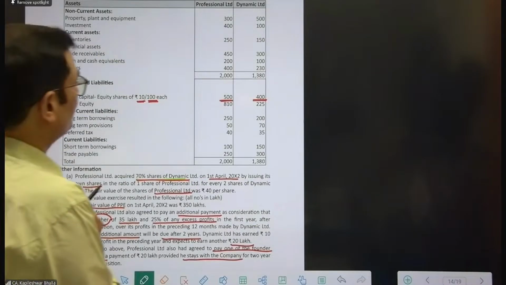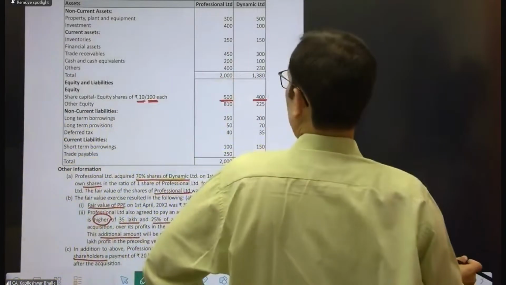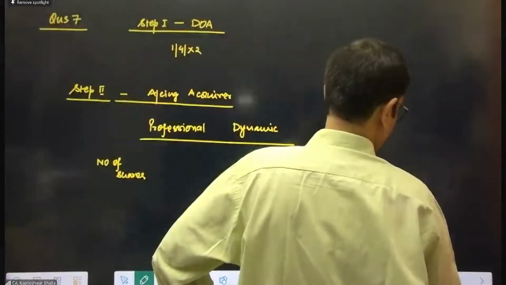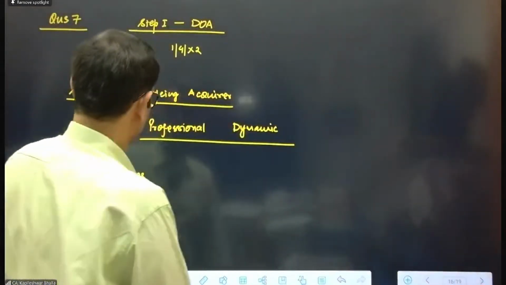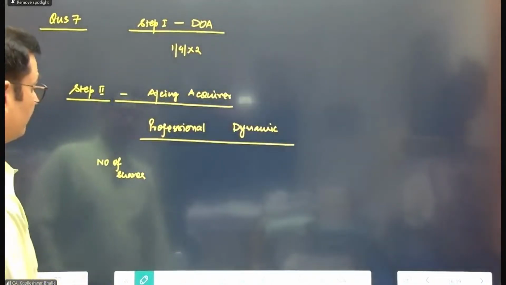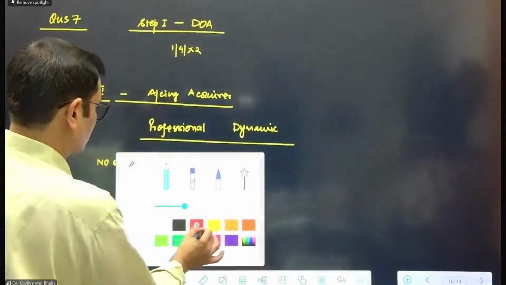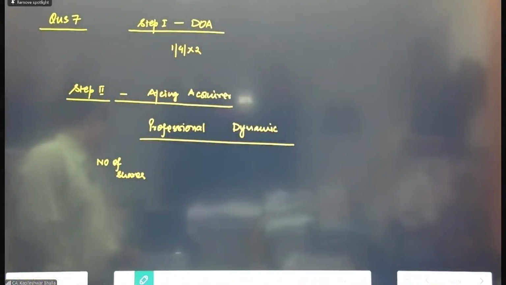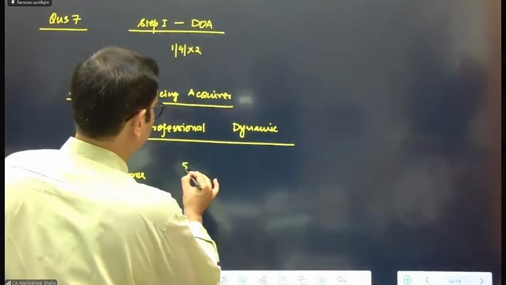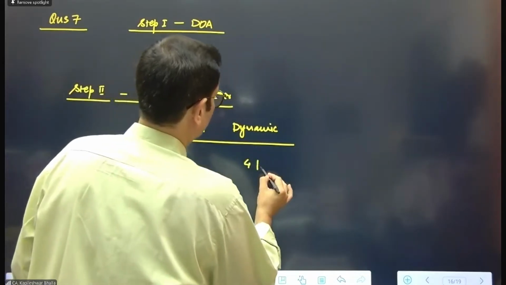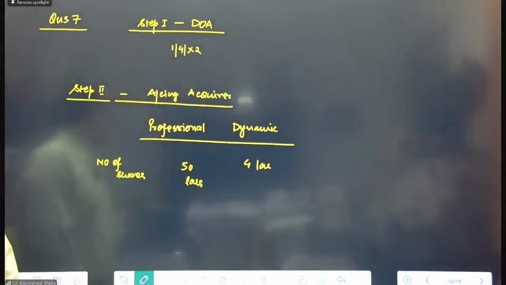So we've got 50 and this is 4 lakh. Sir, what is the value? Is it rupees in lakhs or rupees in thousands, sir? This is all in lakhs. Okay. So we can consider the number of shares in terms of Professional. We identified 10 rupees per share, so it comes to 50 lakhs. And this is supposed to be 1 rupee per share. It comes to 4 lakh.